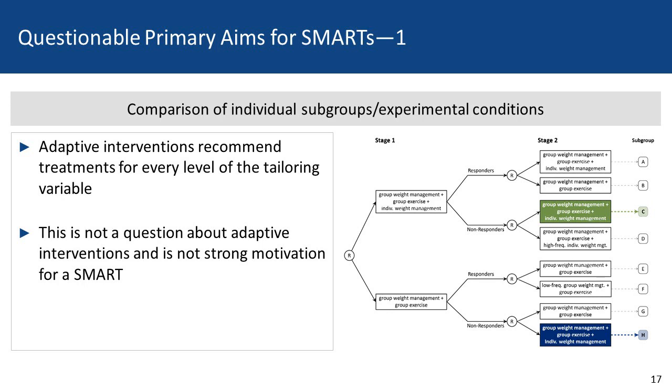This is not particularly strong motivation for a SMART. This question doesn't really motivate the use of randomizing responders, for instance. It doesn't really motivate re-randomizing non-responders. So there are a lot of questions that you could address with this SMART, but this primary aim doesn't really give you a good reason to run this trial. It also makes the sample size requirements for the trial likely burdensome, actually. So this is not a great motivation for a SMART because it's not a question about adaptive interventions.